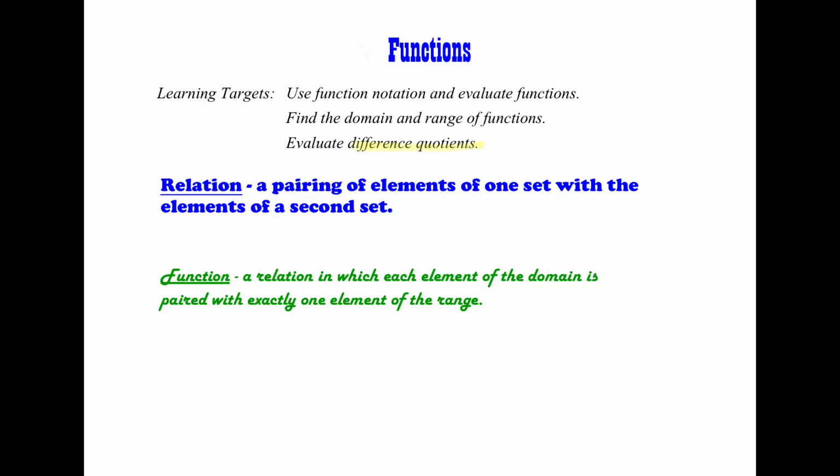Well, first, a relation is a pairing of elements of one set with elements of a second set. So you're just matching things up in terms of two sets. We can go a little bit deeper and have something more specific called a function. Now, a function is still a relation, but each element of the domain is paired with exactly one element of the range. So you can't have one x going to two different y values. You can't have your independent variable having two different dependent variables.